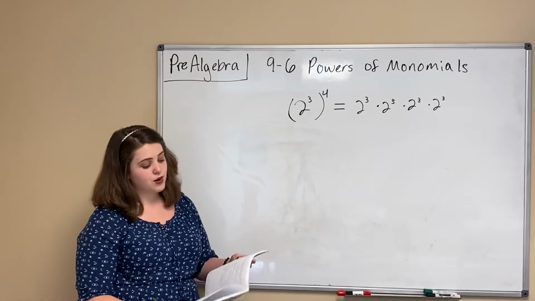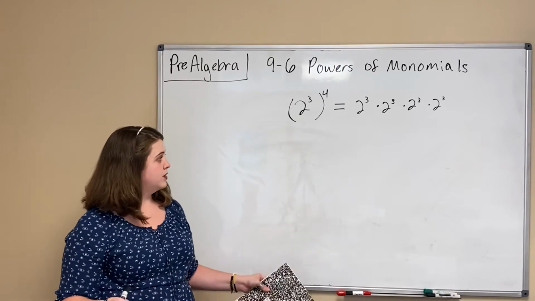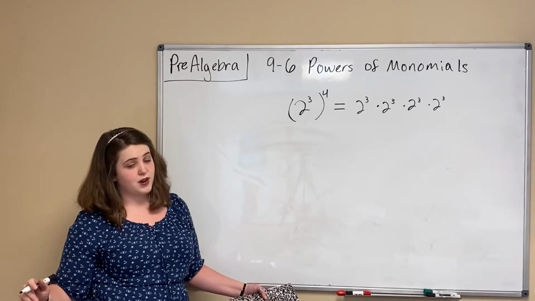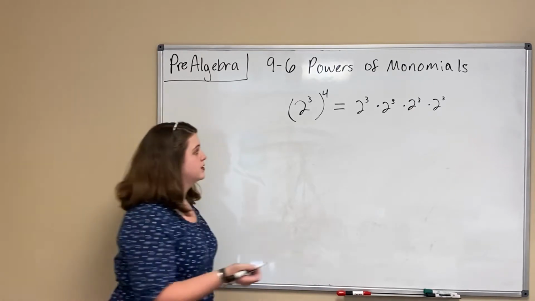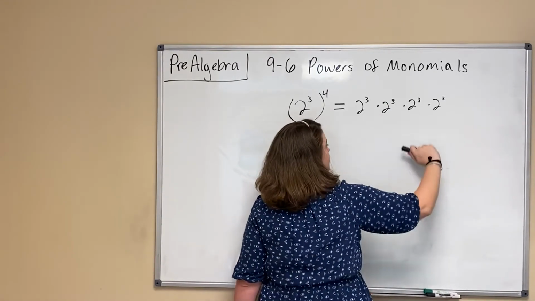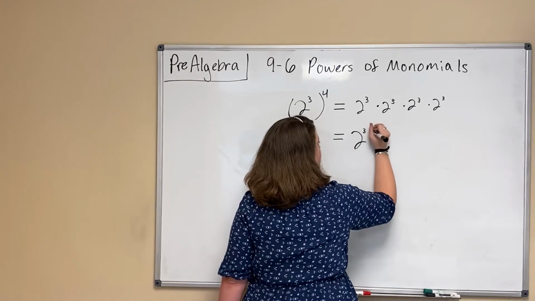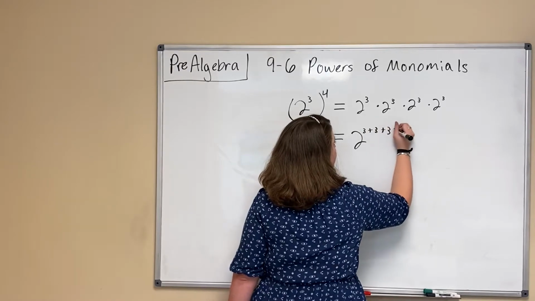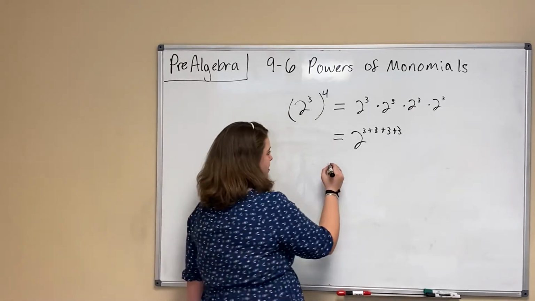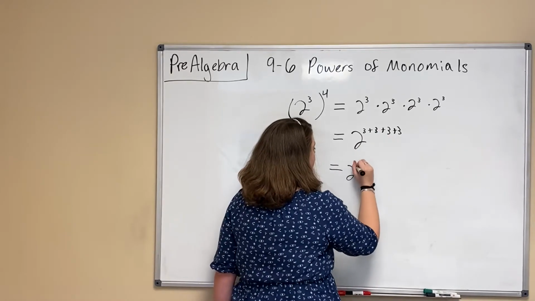Now if you remember back to what we talked about in 9.3 with multiplying and dividing powers, when I'm multiplying powers by each other, I add their exponents. So in this case, 2 to the third times 2 to the third times 2 to the third times 2 to the third is going to be like saying 2 raised to the 3 plus 3 plus 3 plus 3, right? Adding all the exponents up, and that's going to give me 3 plus 3 is 6, plus 3 is 9, plus 3 is 12. 2 to the 12th.